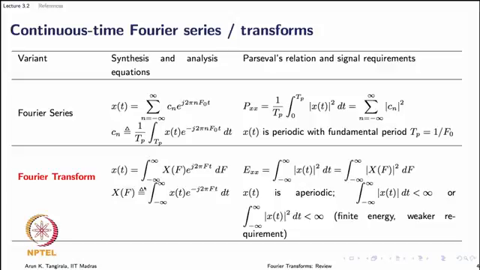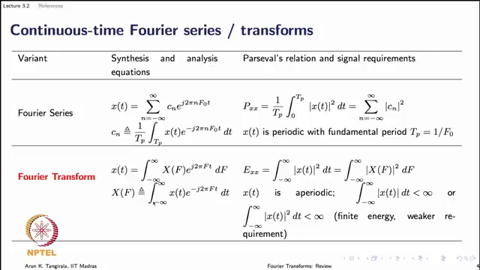Again, the second column gives me the synthesis and analysis equations. The prime difference between the synthesis equation for the Fourier series and for the Fourier transform is that the summation in the synthesis equation for the series is now replaced by an integral. Naturally so, because now the frequency axis is a continuum. The integral expression for the Fourier coefficients in the Fourier series also now remains as an integral.